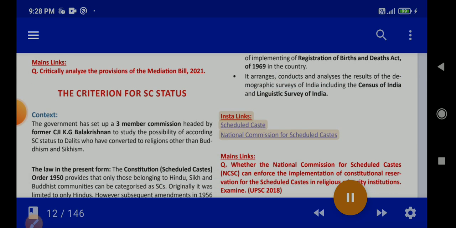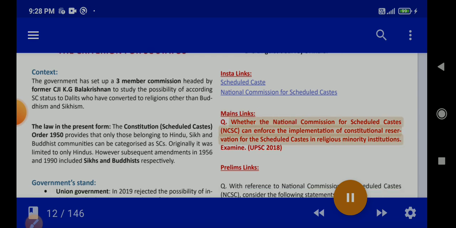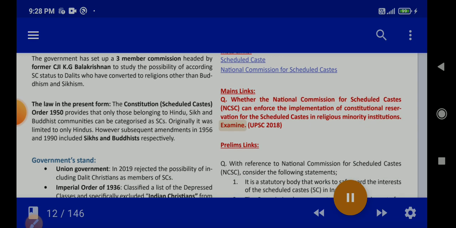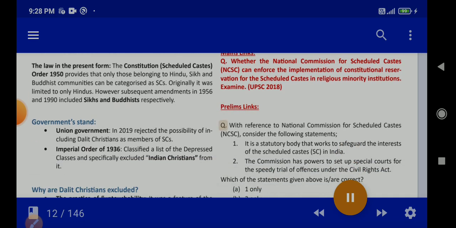Insta-links: Scheduled Caste, National Commission for Scheduled Castes. Mains links Q. Whether the National Commission for Scheduled Castes (NCSC) can enforce the implementation of constitutional reservation for the scheduled castes in religious minority institutions. Examine.